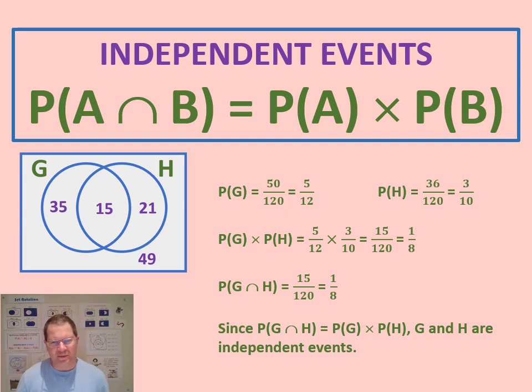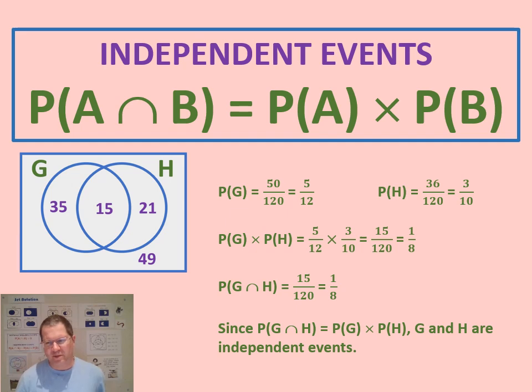So the probability of G is 50 over 120, as we know, which cancels down to 5/12. The probability of H is 36 over 120, which cancels down to 3/10. And if we multiply those together, we get 15 over 120, which cancels down to 1/8. But if you just work out the intersection by looking at it, it's 15 again over 120, which is also, of course, 1/8. So they both give you 15 120ths, both of which are 1/8. So since the probability of G intersection H is the same as what you get when you multiply the individual probabilities of G and H, that tells us that they are independent events.